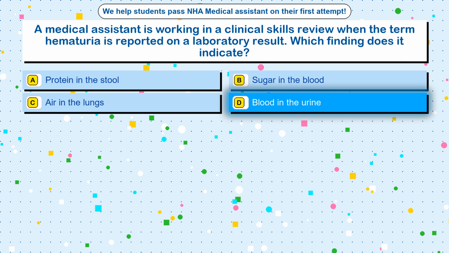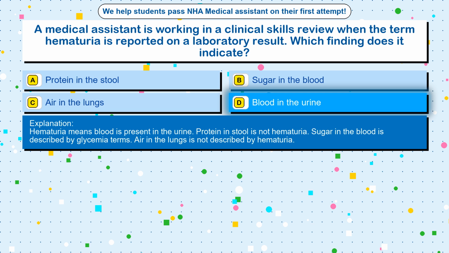Blood in the urine. Hematuria means blood is present in the urine. Protein in stool is not hematuria. Sugar in the blood is described by glycemia terms. Air in the lungs is not described by hematuria.